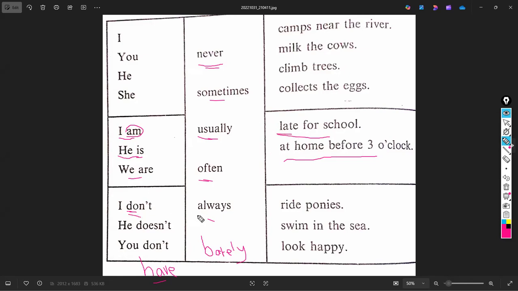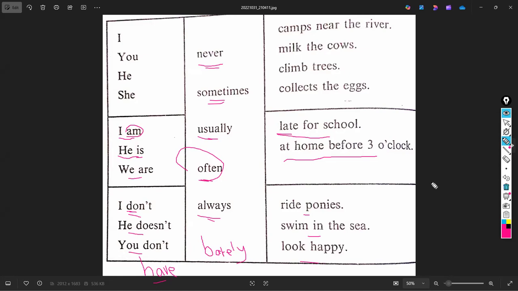I don't always ride ponies. He doesn't sometimes swim in the sea. You don't often look happy. Okay?